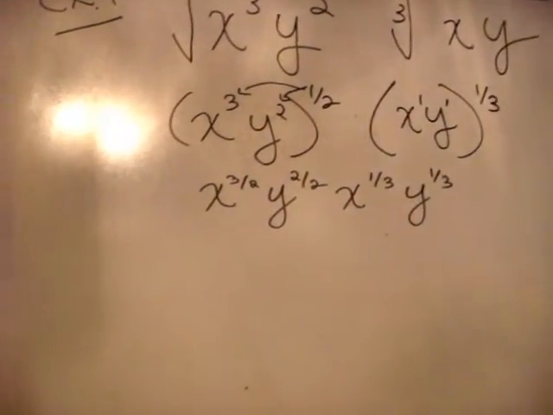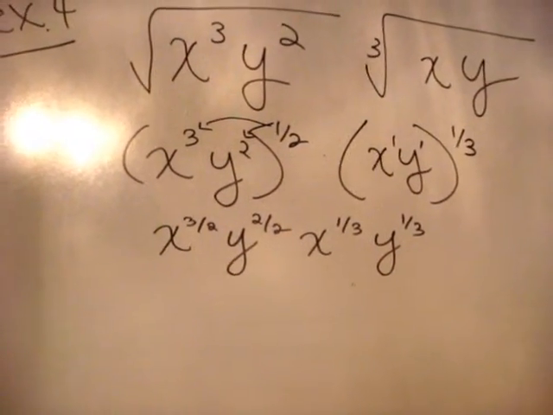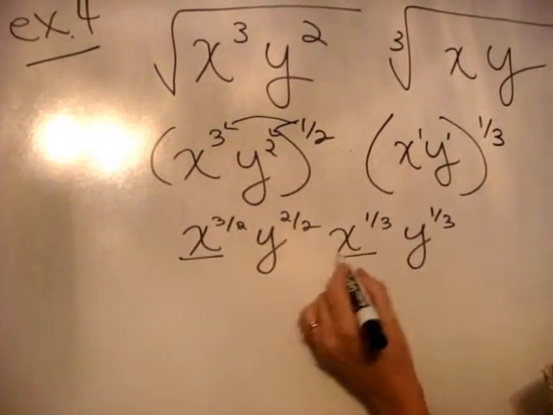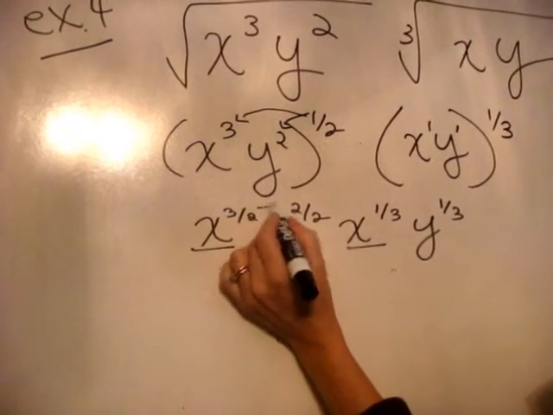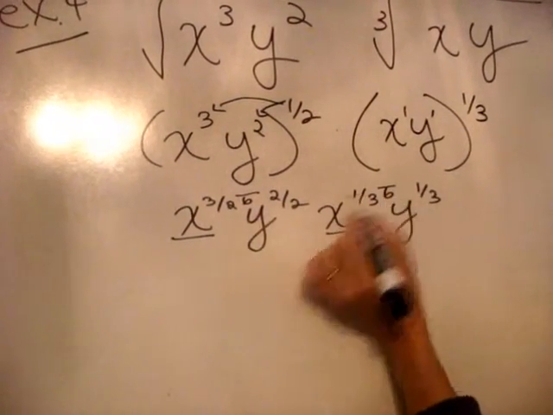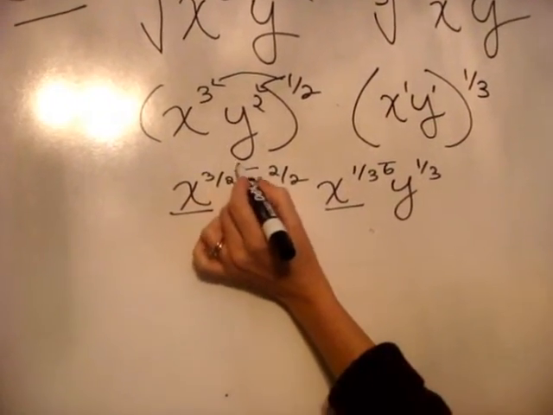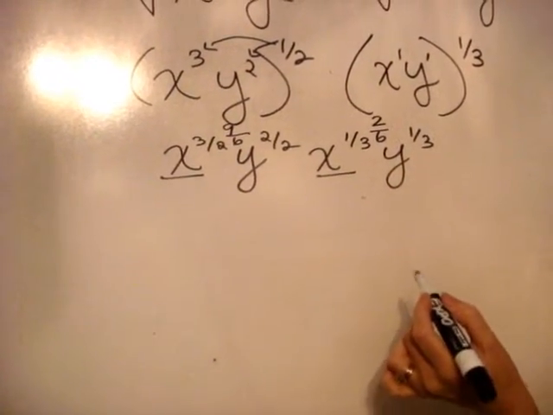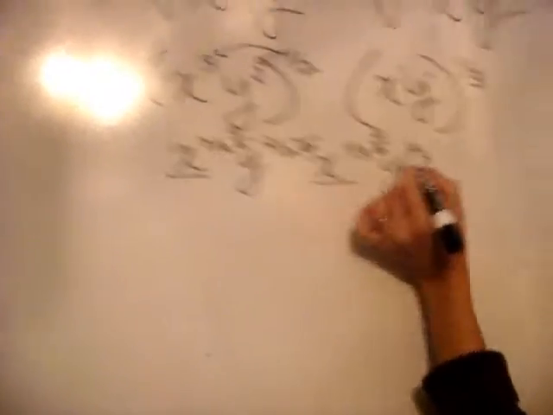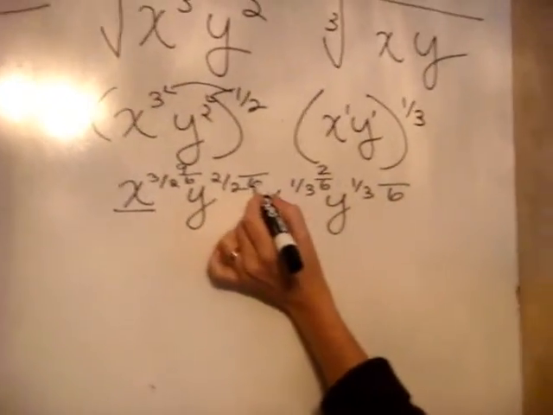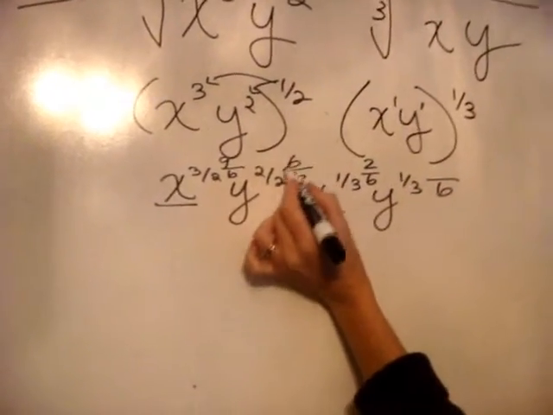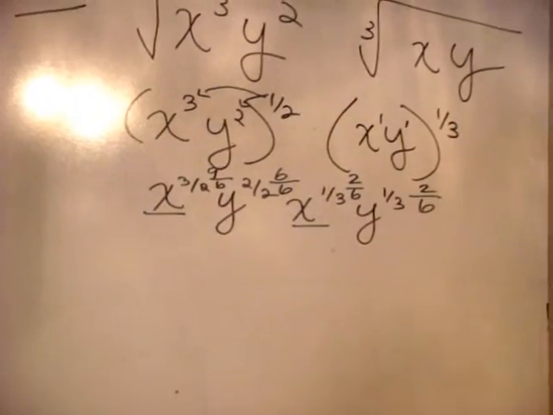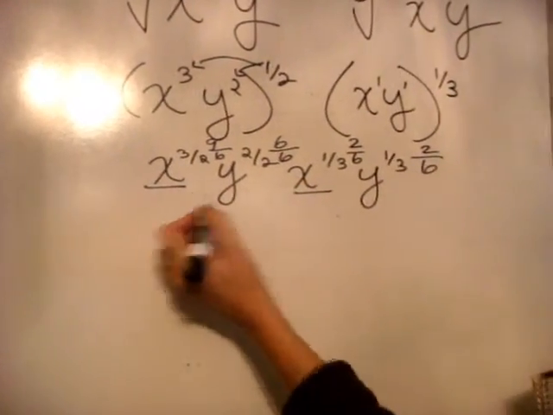Now we can add the bases. We can make the bases the same on these to add them up together. So on our x's, the common denominator is going to be 6. Oh, now I made these too small. So 2 goes into 6 3 times, so it's 9/6. And this is going to be 2/6. And then the common denominator for the y would also be 6. So 3 times that would be 6/6, and 2 times that would be 2/6. Now we can add the exponents on the like variables.